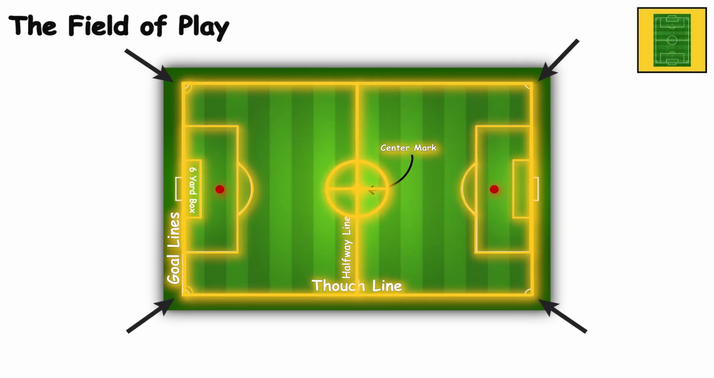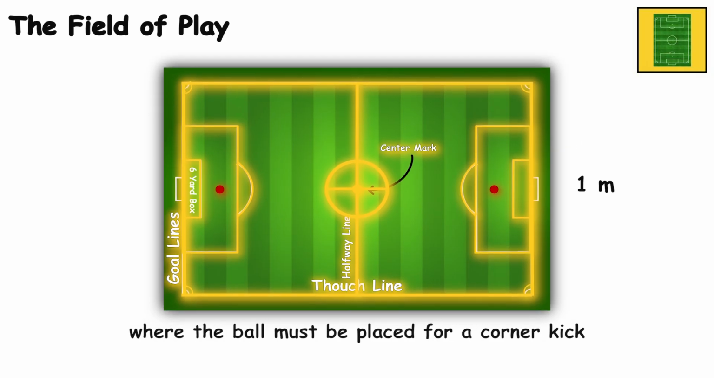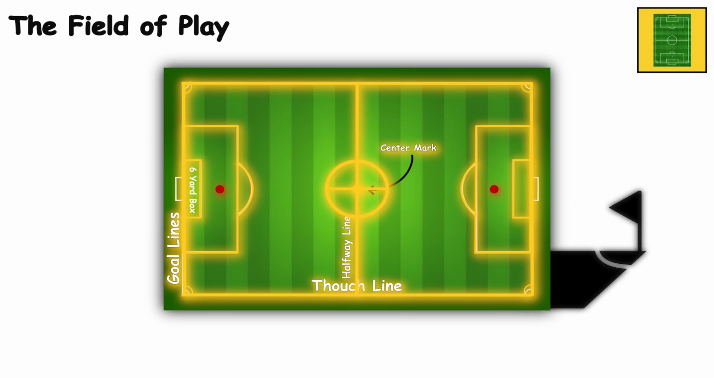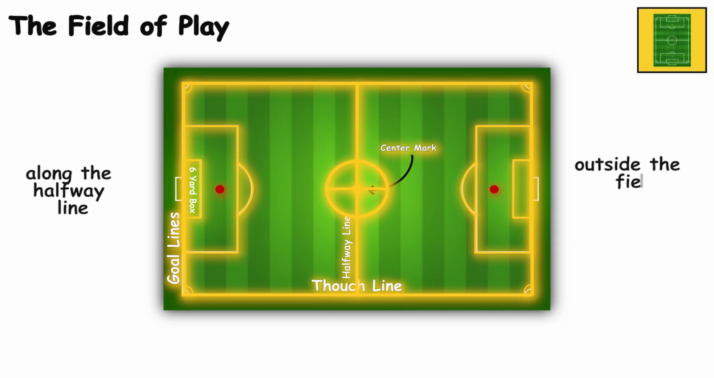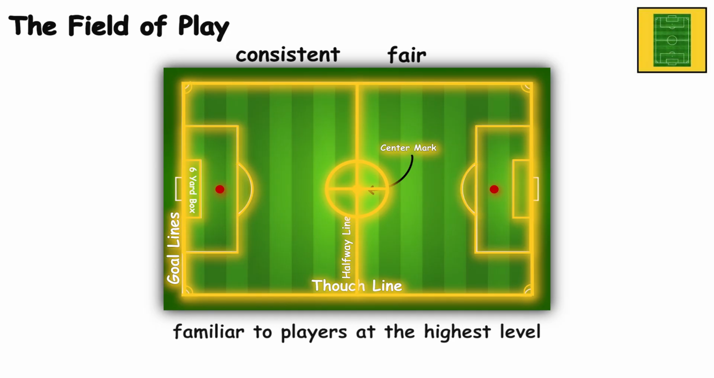At each corner of the field, there's a small quarter-circle arc with a radius of 1 meter. This is the area where the ball must be placed for a corner kick. Every corner also has a flag post at least 1.5 meters tall. Some stadiums also place optional flag posts along the halfway line outside the field. All these measurements and markings are designed to make sure that every professional match is played on a field that is consistent, fair, and familiar to players at the highest level.